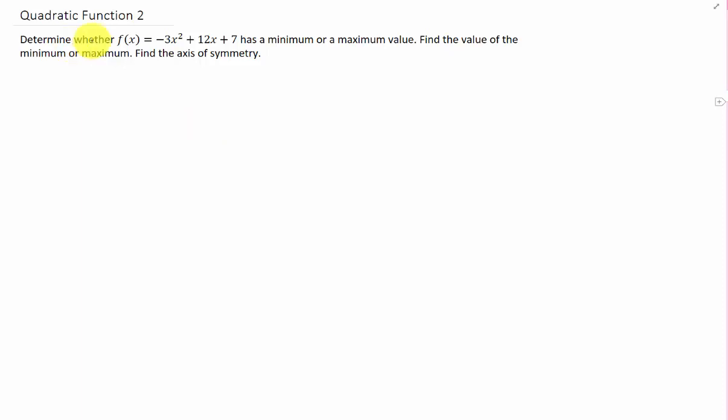We want to determine whether this function has a minimum or a maximum, and we want to find the value of that minimum or maximum, and we want to find the axis of symmetry. So in the first quadratic function video, we talked about how we know whether a quadratic function opens upwards or downwards, and that's all based on this leading coefficient here. Because our leading coefficient, or our value of a, is negative, we have a quadratic function that opens downwards.